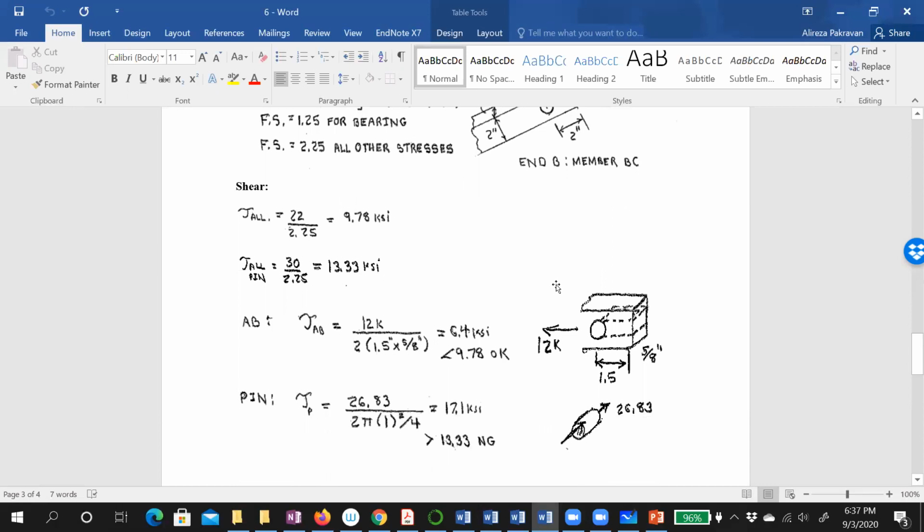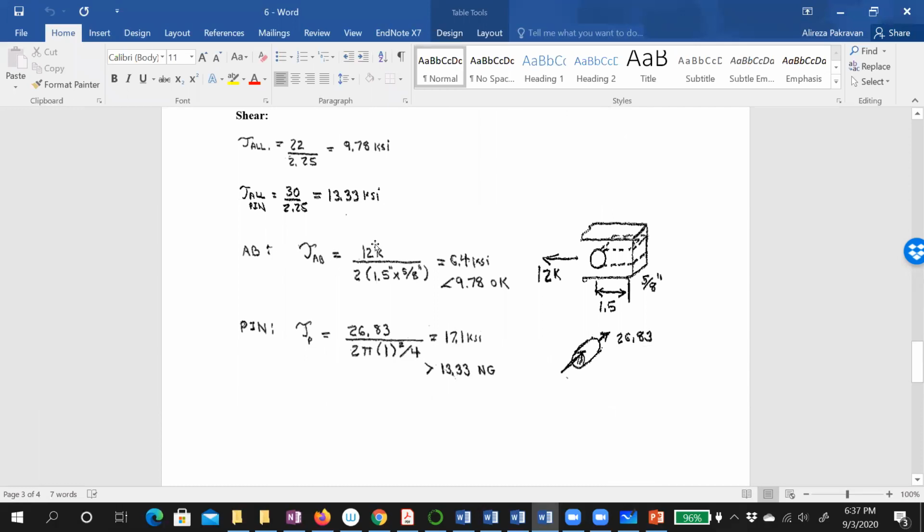We can find the shear based on the force in the AB, but this number 26 is greater than 12, right? And the cross sections of the bolt would be the same. If you find that one, for sure the shear stress in the pin would be less than that one. So because of that reason, we find the shear stress in the bolt based on the force in the member BC, because it's 26, which is greater than 12, right?